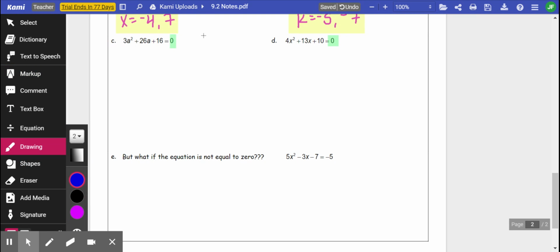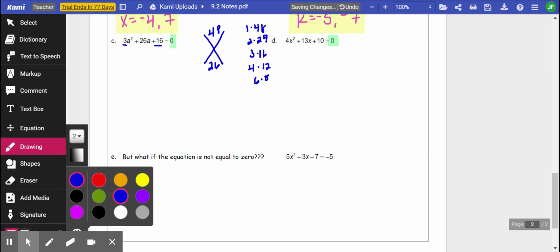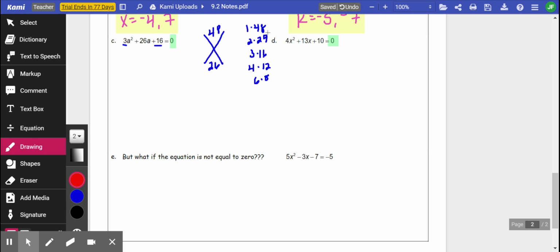So we're going to go ahead and go straight to our x and do this time 3 times 16, which is 48, and then put the 26 in the bottom. And I'm going to list out my factors. So 1 times 48, 2 times 24, 3 times 16, 4 times 12, and 6 times 8. And the 2 that we are going to use that add up to 26 are 2 and 24. I apologize, that looks like a 9 there. That's a 4. So I'm going to put 2 and 24 here.